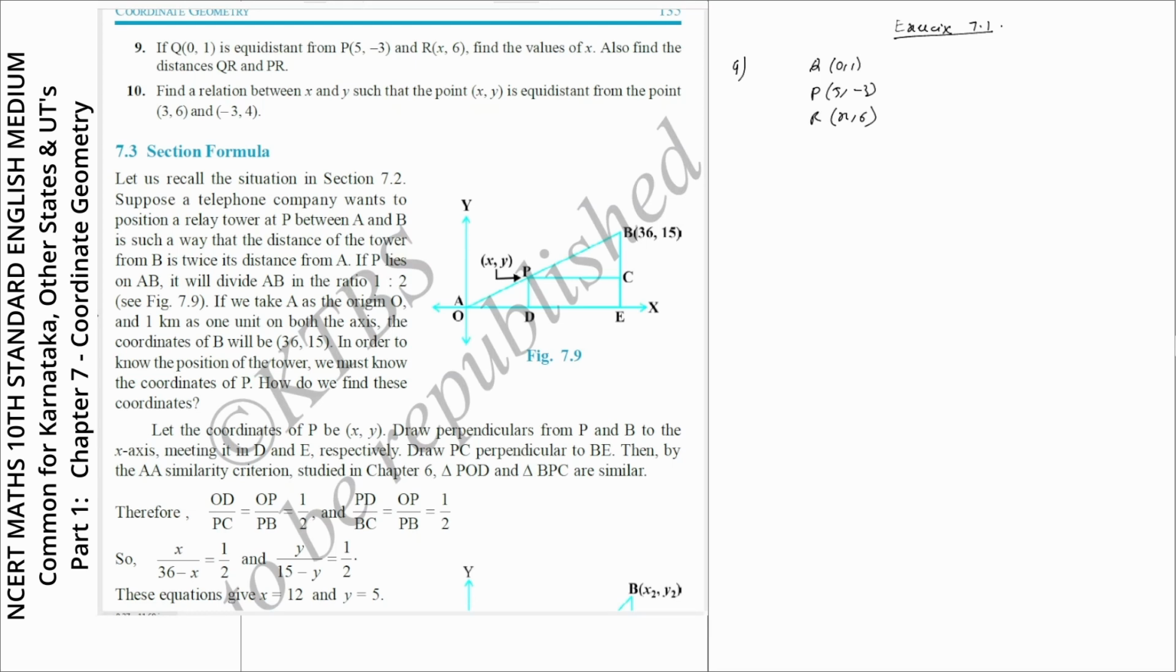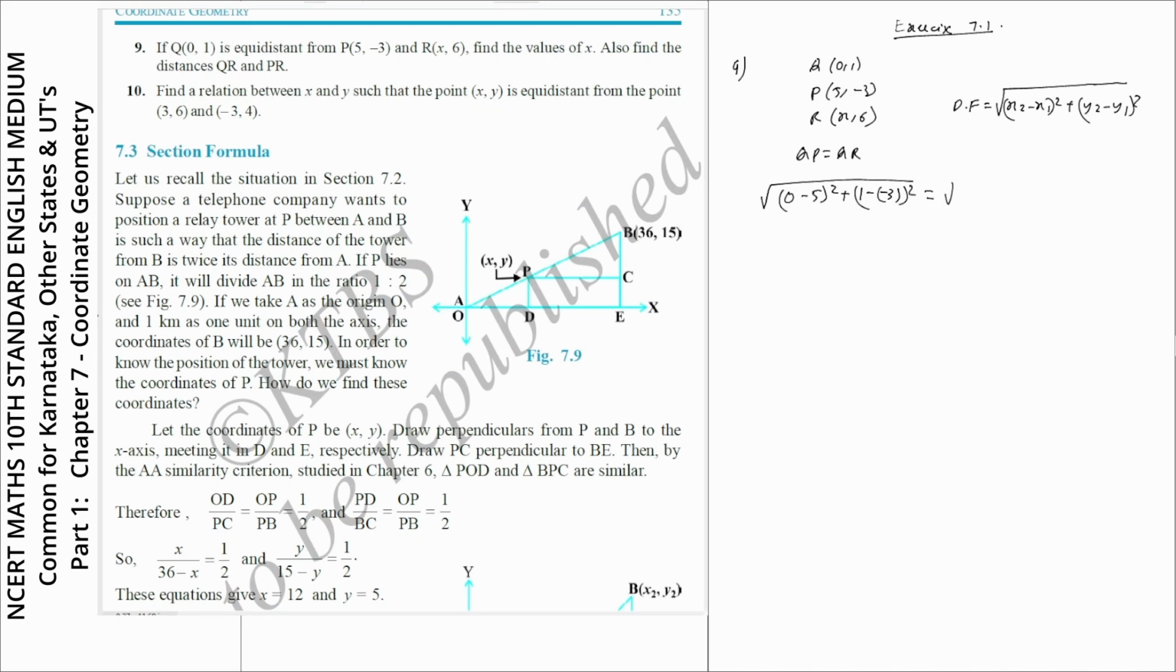So we should find the value of x such that QP is equal to QR. So QP is equal to QR, right? So the distance formula, what is the distance formula? The distance formula is given by the square root of (x2 minus x1) the whole square plus (y2 minus y1) the whole square. Now QP is equal to QR. So what is QP? QP is given by the square root of (0 minus 5), that is x2 minus x1 the whole square, plus (y2 minus y1) the whole square, that is (1 minus of minus 3) the whole square.